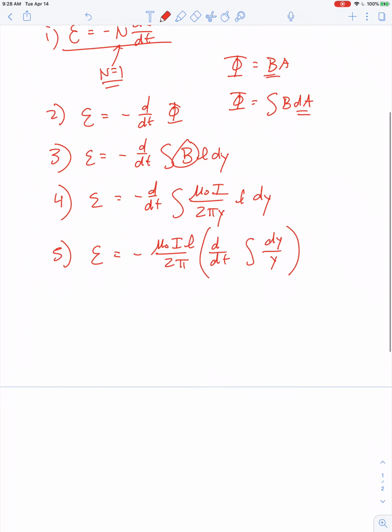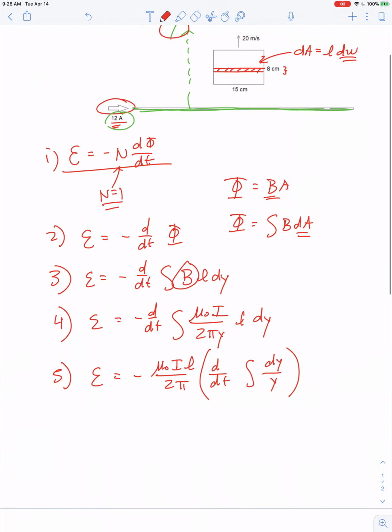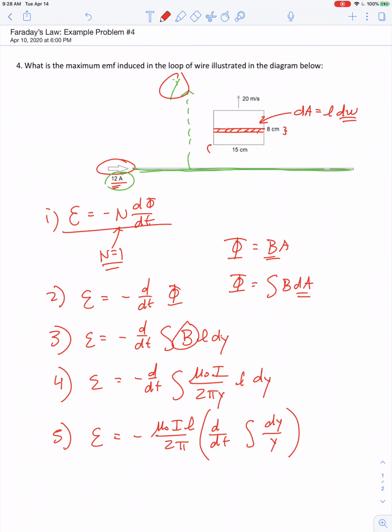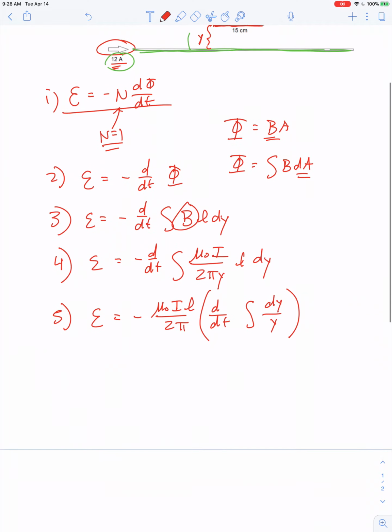Okay, so what are our limits of integration? We'll say that the bottom part of the loop of wire is already sitting at a distance of y, and then we're integrating up to y plus w.